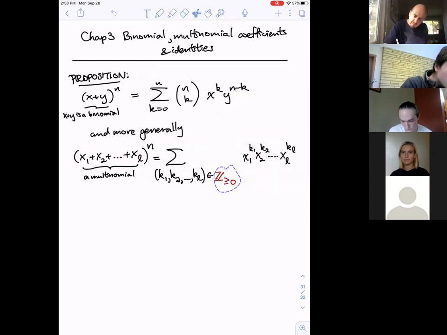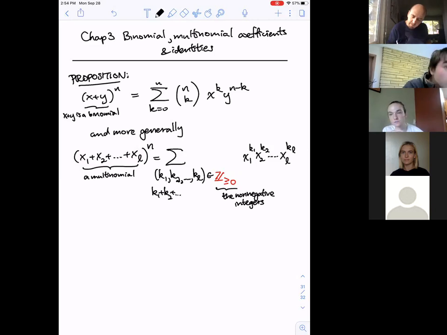So this is just a set of non-negative integers. Non-negative has two n's in a row. It's always confusing. But not only are they non-negative, they better sum to n. Right? Because the total degree here is going to have to be the same as the degree of the thing on the left. Everybody see why that is?